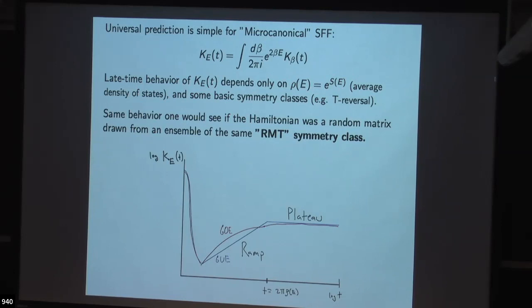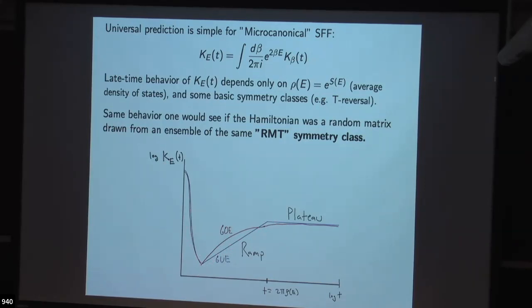So we'll talk about two cases: whether the system is time reversal invariant or not. For these systems, the behavior that we expect from the spectral form factor, or K_E specifically, is the same that we would get if we took the system to have a Hamiltonian that is a random matrix drawn from an ensemble with the same symmetry class. So Hamiltonians that have time reversal symmetry or not. Here I pictured the two cases: the GUE is pictured in blue. That's the Gaussian unitary ensemble, which has no time reversal invariance. And the GOE, the Gaussian orthogonal ensemble, which does have time reversal invariance.